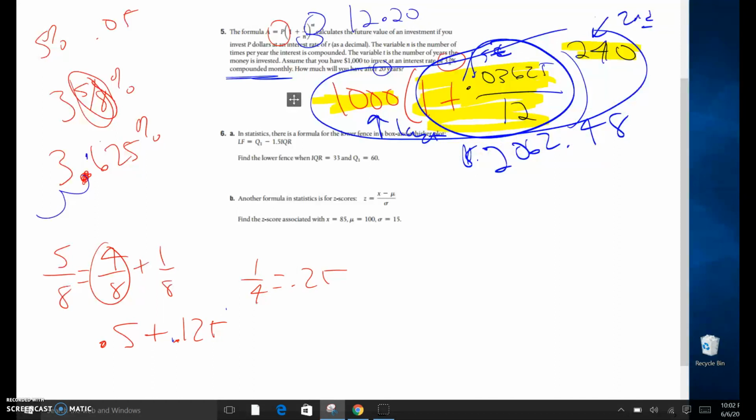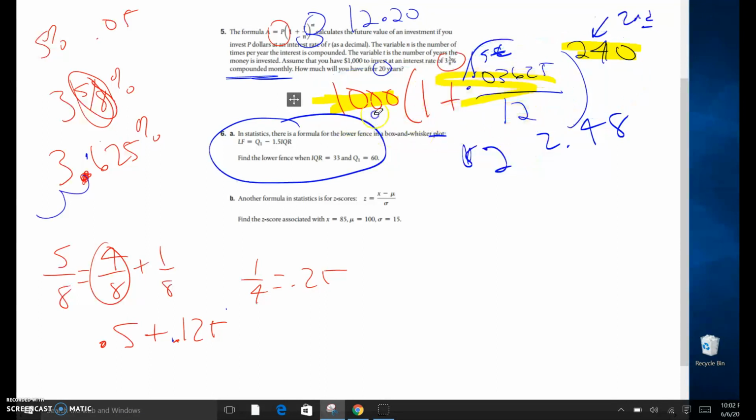Okay, so the other ones are formulas too. This one is a statistics one. Right here, the lower fence equals Q1 minus 1.5 times IQR. So let's see, erase a little bit and see what some of these values are.